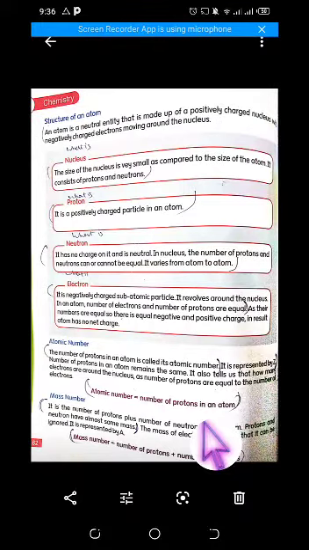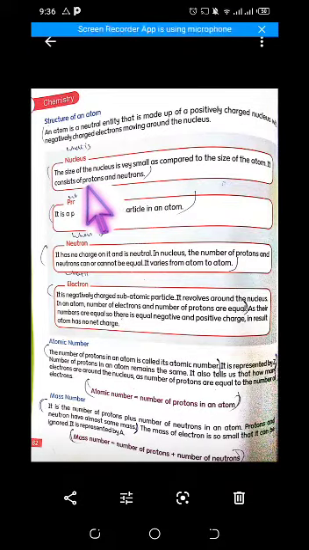Okay, now the structure of atom. First of all, as we know, atom is a neutral entity that is made up of a positively charged nucleus and negatively charged electrons moving around the nucleus. Then comes nucleus. Nucleus is very small as compared to the size of atom. What is inside the nucleus? It consists of protons and neutrons.